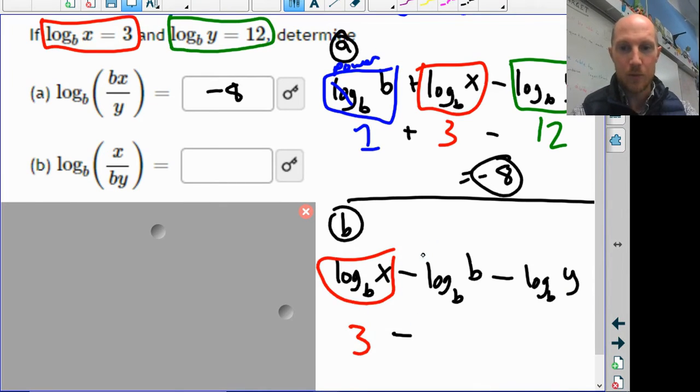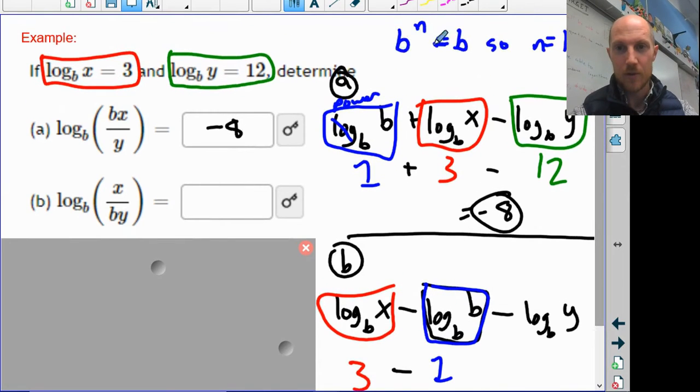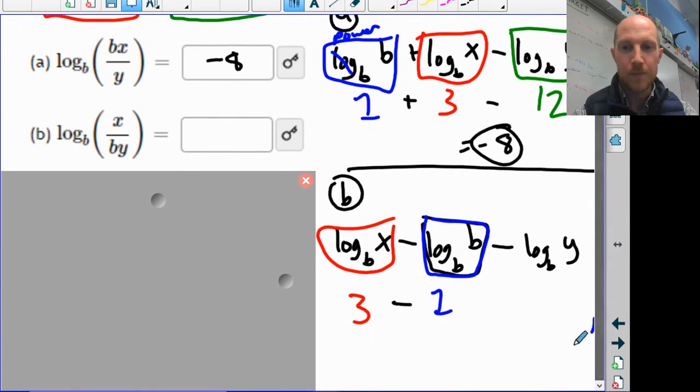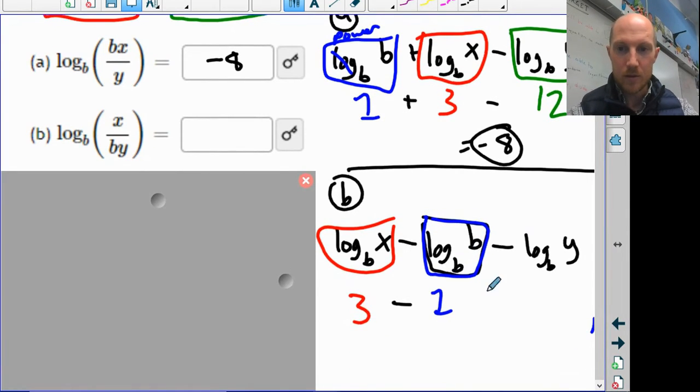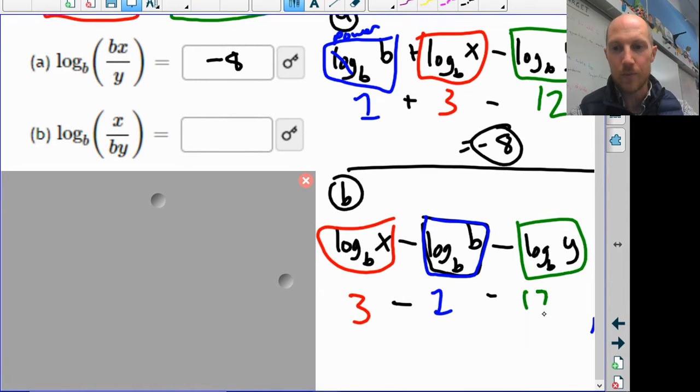All right, let's look at log base b of b again. That's 1 still, because b to what power is going to equal b? As long as the base and the output are the same, it's going to equal 1. And then I'm going to subtract log base b of y, and that was 12. So 3 minus 1, that's 2. And then subtract 12, so it's going to be negative 10.